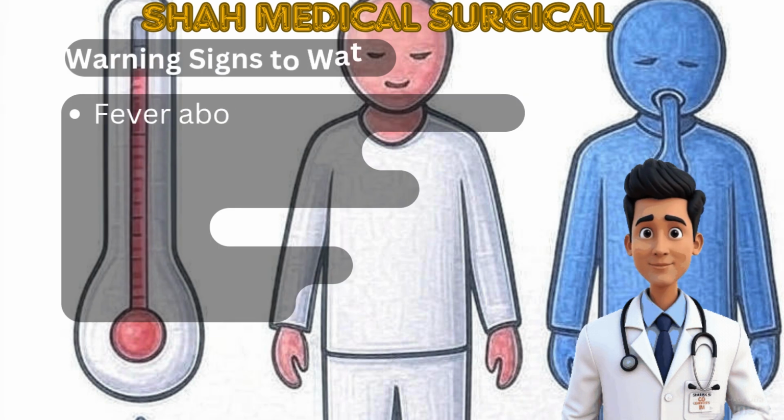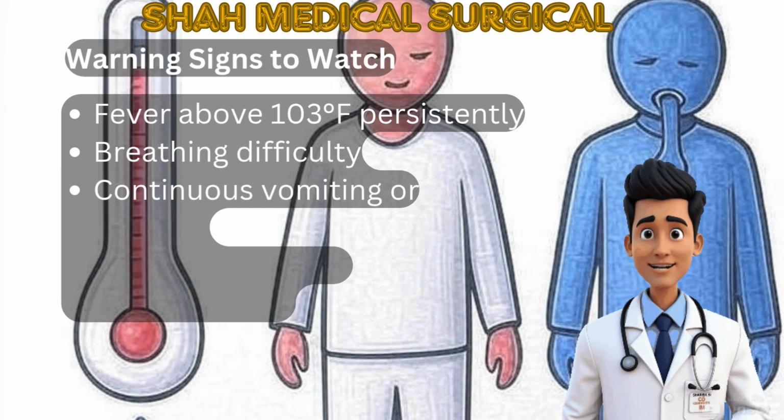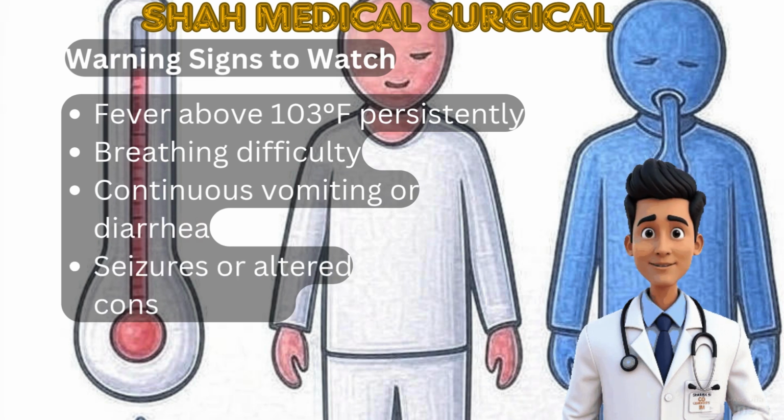Warning signs to watch. Seek immediate medical help if the fever remains above 103 degrees Fahrenheit or doesn't subside after 3 days. Difficulty breathing, rapid heartbeat, or chest tightness are serious signs. Persistent vomiting, diarrhea, or refusal to eat or drink also require urgent care. If there are seizures, confusion, or a child becomes drowsy, visit a hospital immediately.